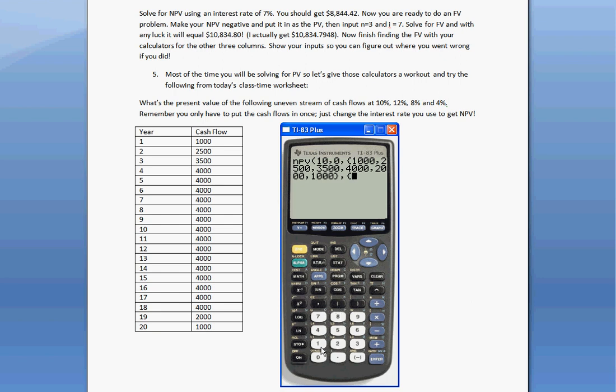So 1,000 happened once, 2,500 happened once, 3,500 happened once, and then 4,000 happened 15 times in a row. So we put in 15. 2,000 happened once in a row, and lastly 1,000 happened once in a row. Close that bracket, close your parenthesis, and then you can hit enter. So the present value of that whole stream of cash flows is $28,938.71.